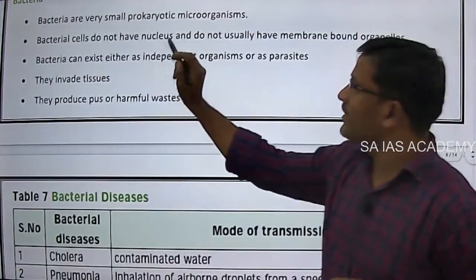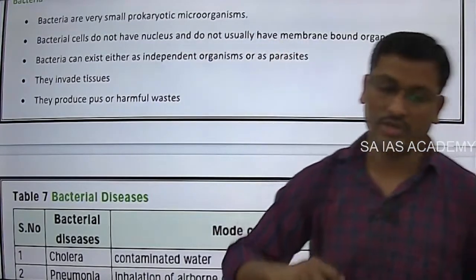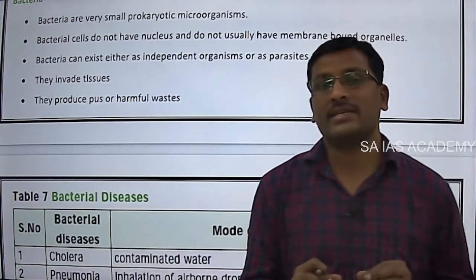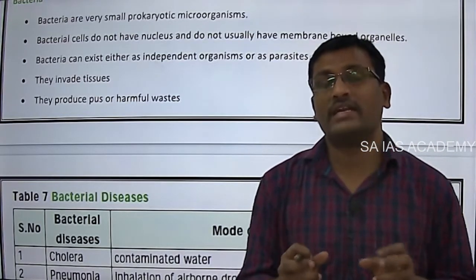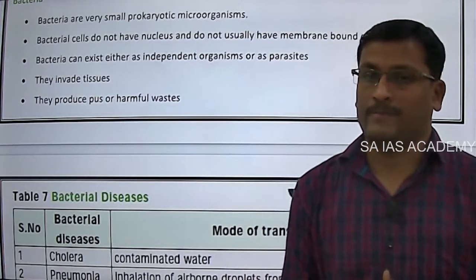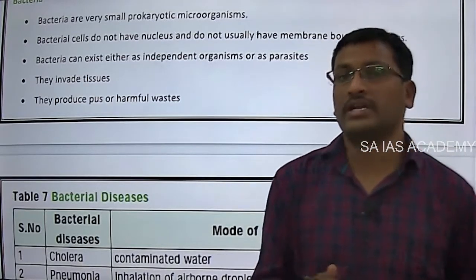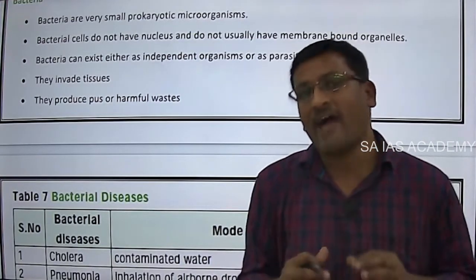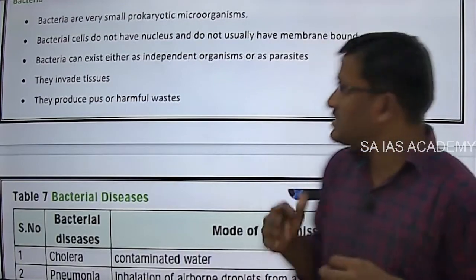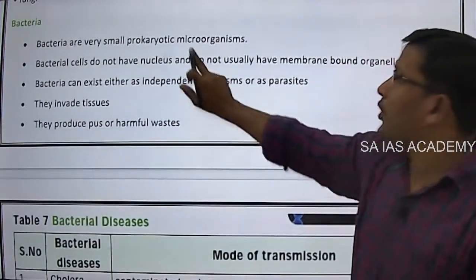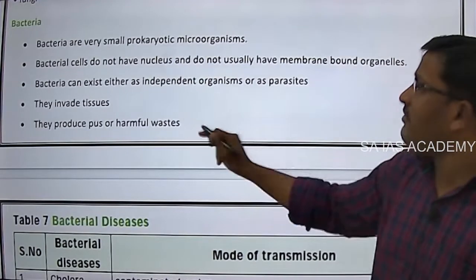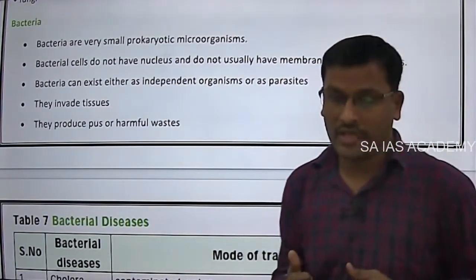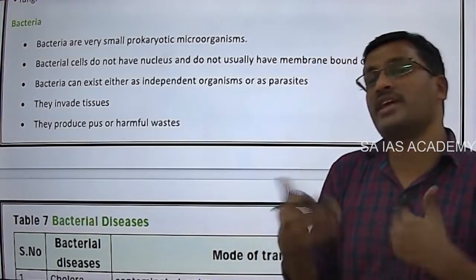Bacteria are very small prokaryotic microorganisms. What is prokaryotic? Prokaryotic means it is a cell type that does not have a nucleus. Another type of cell is eukaryotic, which does have a true nucleus. In this classification, bacteria are in the category of prokaryotic. So bacteria do not have a nucleus, and also do not have a nuclear membrane. A membrane is a protection wall for the nucleus.